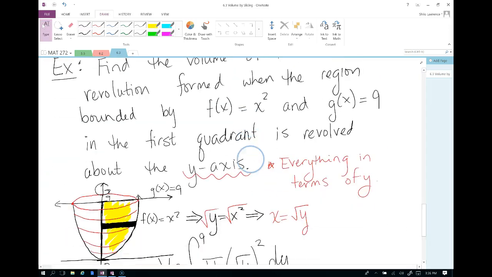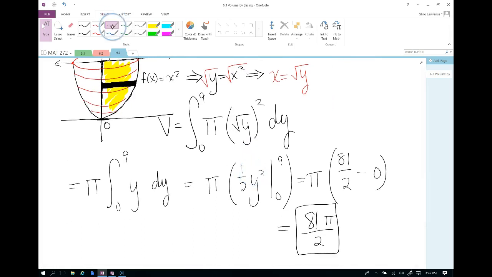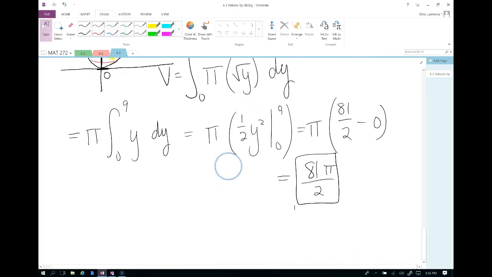And you might hear me say, I know you've already heard me say this, but volumes by slicing is also referred to in a lot of calculus classes and calculus textbooks as the disk method.